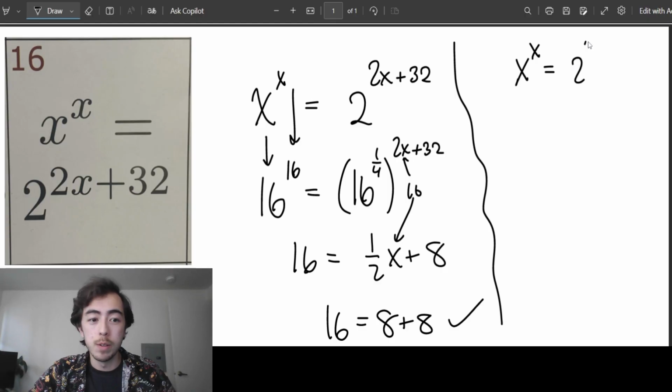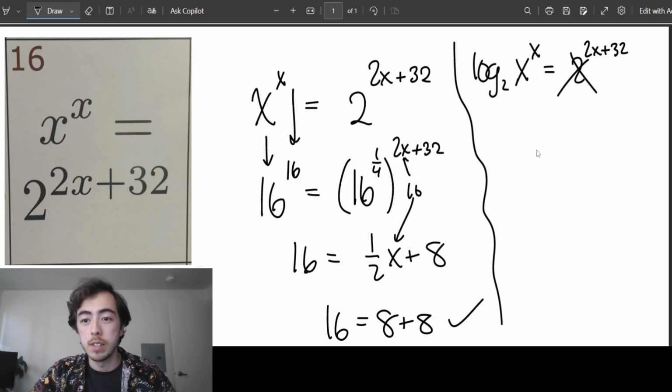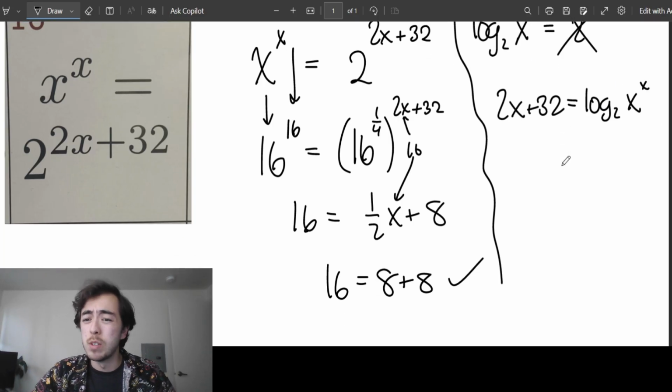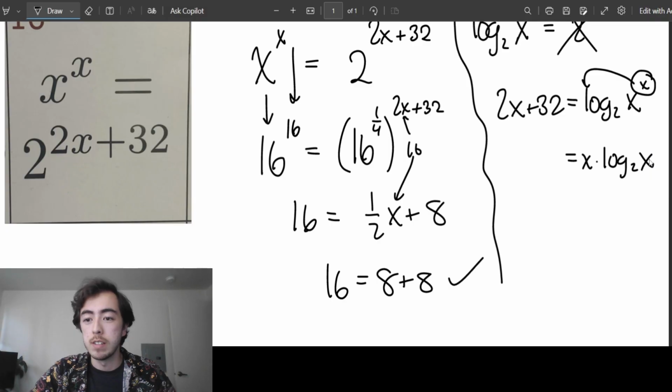Usually when you have variables in the exponent, you can use a logarithm to simplify it. And so I could rewrite this with logarithmic notation instead. I could take maybe a log base 2 of both sides, and that would knock out this guy. And so I get 2x plus 32 is equal to log base 2 of x to the power of x. I could use another log rule that lets me take this exponent out front as a coefficient, or I guess just a factor in this case.